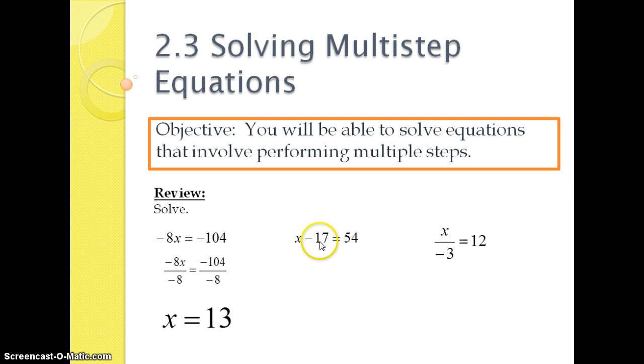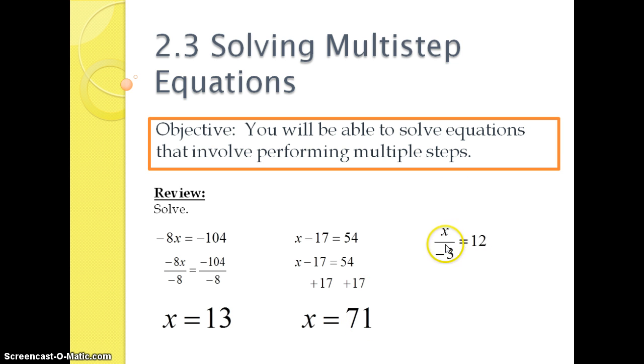Next problem, x minus 17 equals 54. How is this 17 attached to the x? Well, it's being subtracted. So to remove the 17, I need to add it to both sides. I need to do the opposite. Negative 17 plus 17 is 0, so I'm left with x equals 54 plus 17, 71.